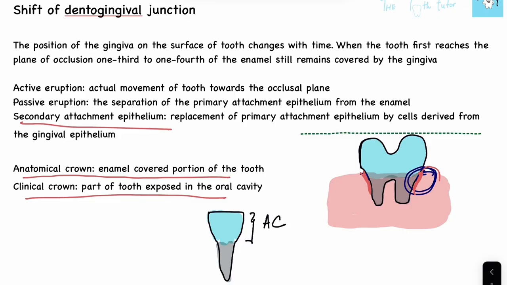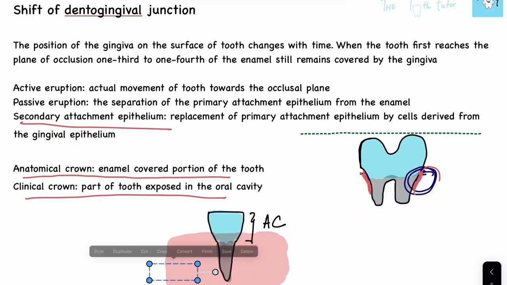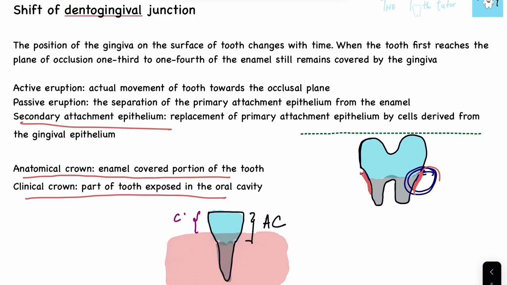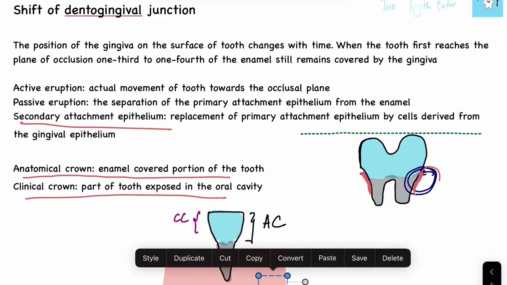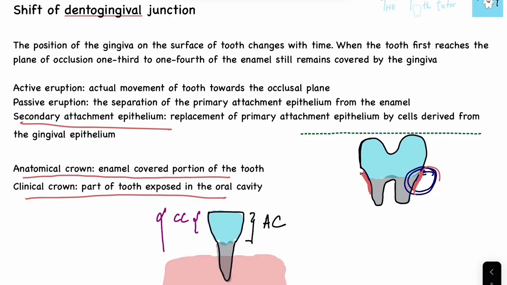And what is the clinical crown? So I have this mucosa. Now, if this much portion is covered by the gingiva, only this much portion is my clinical crown. If my gingiva has receded and now this much portion is visible in the oral cavity, this is the clinical crown now. So whatever portion is visible in the oral cavity is the clinical crown, and the enamel covered portion is the anatomical crown.